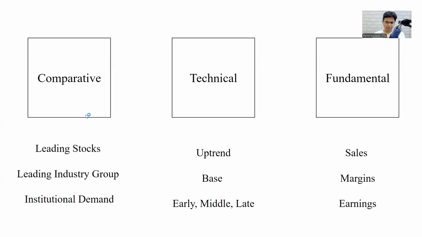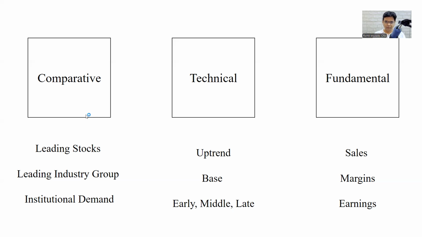Institutional demand, in MarketSmith, these stocks have A or B rating as far as institutional demand is concerned. For those using TradingView, you can check institutional demand on the weekly chart. If the stock is going up on high volume on the weekly chart, and if it comes down on low volume on the weekly chart, that is a sign of institutional accumulation. Okay. So for this video, I am looking at only those stocks which are comparatively strong.